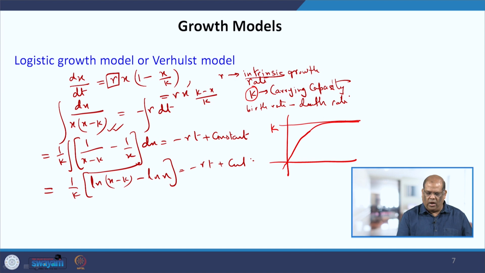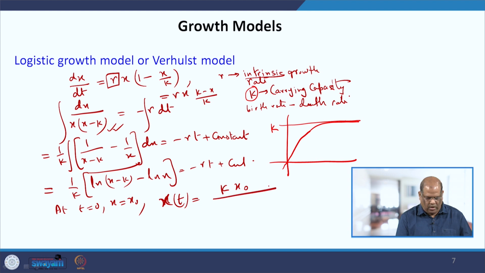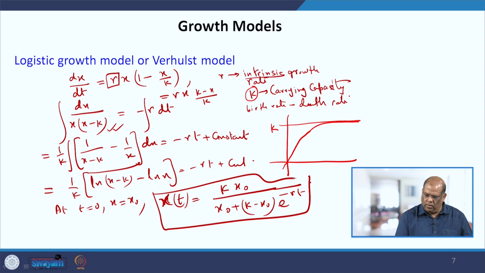And if we take the initial condition that at t equal to 0, x equal to x0, we substitute this value and we can calculate our solution in the form x(t) equal to k x0 divided by x0 plus (k minus x0) e to the power minus rt. So, I leave it to you how to find this solution. It is just integration, you get this result, substitute at t equal to 0, x equal to x0, and simplify, you will get this result.